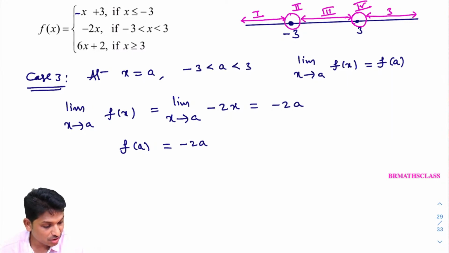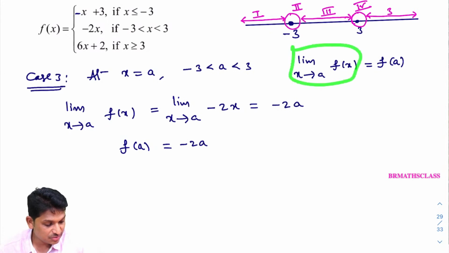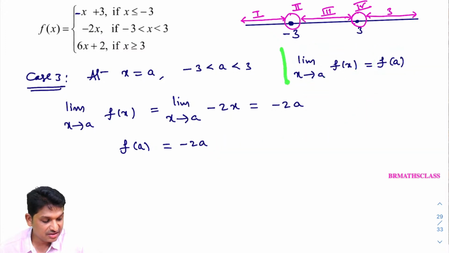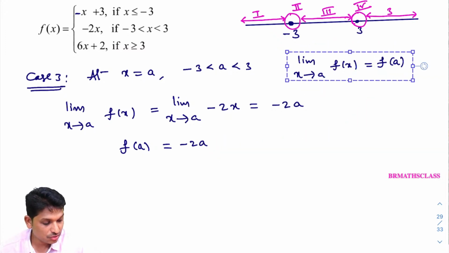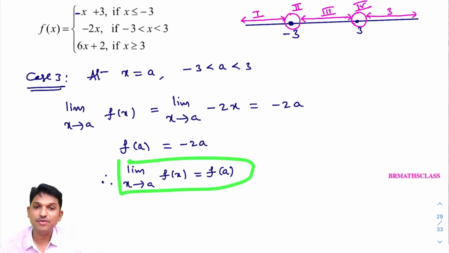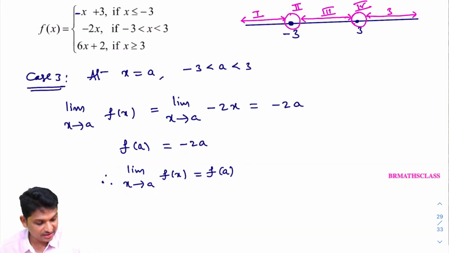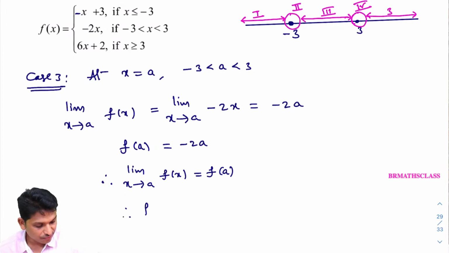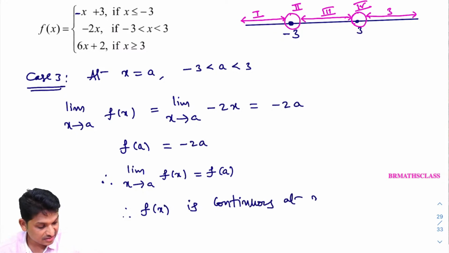So what is the point here? I calculated this one, I got -2a. I calculated this one, I got -2a. So I can say that these two are equal. Therefore limit x approaches a, f of x equals f of a. When this is true, I can say that f of x is continuous at x equal to a.